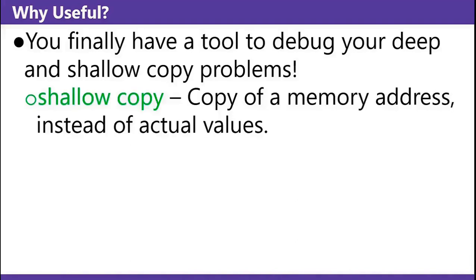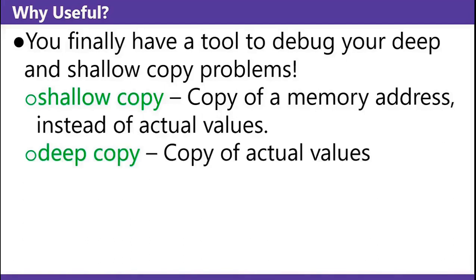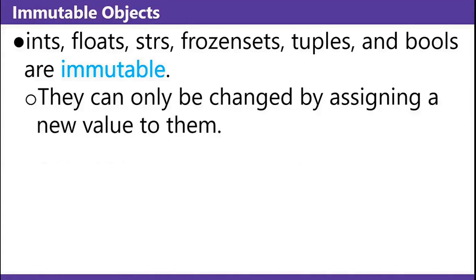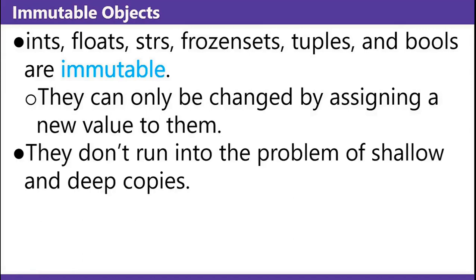A shallow copy is a copy of a memory address instead of actual values. A deep copy, in contrast, is just a copy of the actual values. Ints, floats, strs, frozensets, tuples, and bools are immutable. They can only be changed by assigning a new value to them. They don't run into the problem of deep and shallow copies.